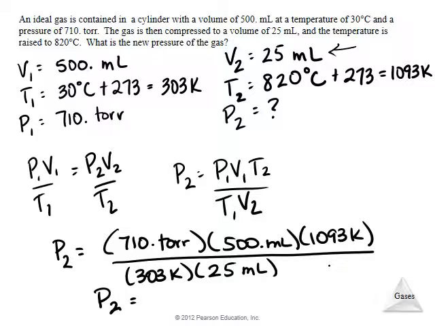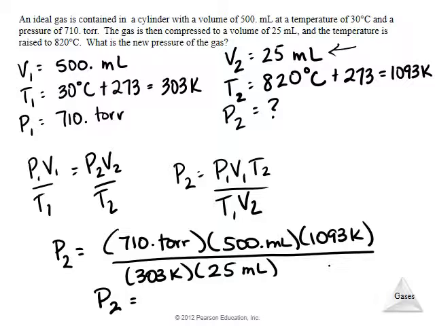It doesn't seem like it's possible. But look, I've gone from a volume of 500 milliliters all the way down to 25 milliliters, and I've raised my temperature a whole lot. Because I've raised that temperature so much, those gas particles are moving a whole lot. They're bumping into the walls of that container. That's increasing the pressure. So even though that volume went way down, the temperature went way up, and I'm going to have a really big pressure.